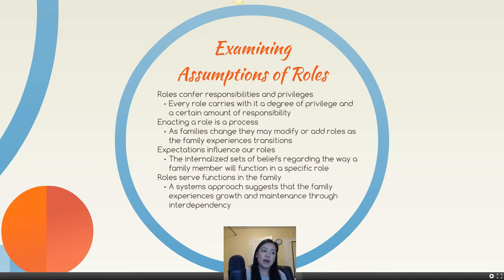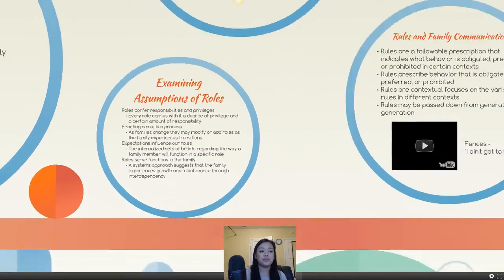And lastly, roles serve as functions in the family. Again, like I mentioned earlier in this lecture, that's a systems approach to family. It really suggests to us that family experiences are maintained through communication, and that communication helps facilitate interdependency and continued growth in the family, right? So the more roles that you take on and how you share roles and responsibilities with others really helps move your family forward in developing, and really helps, as I said before with my factory example on systems theory, helps the factory keep going, right? Helps it keep producing and moving.